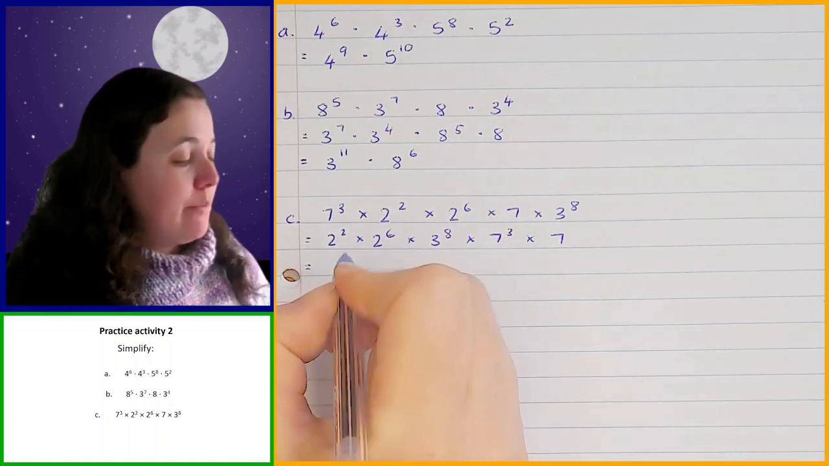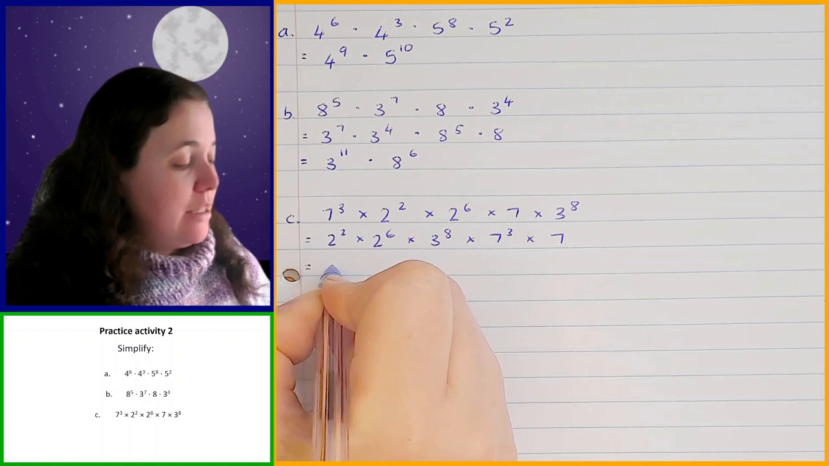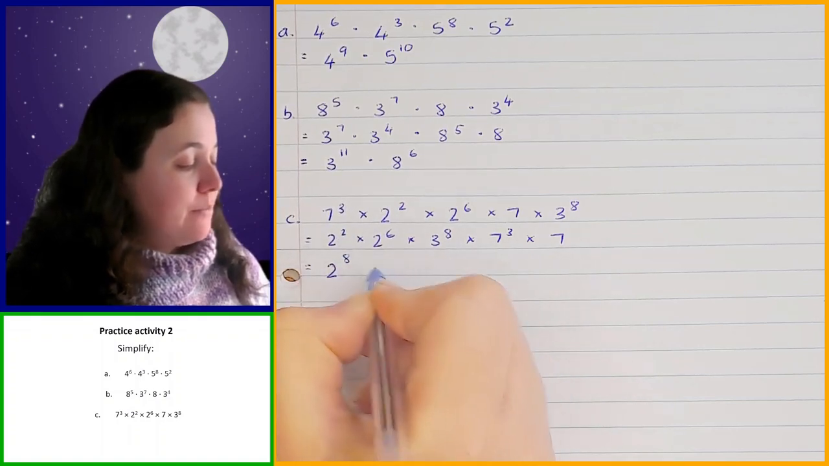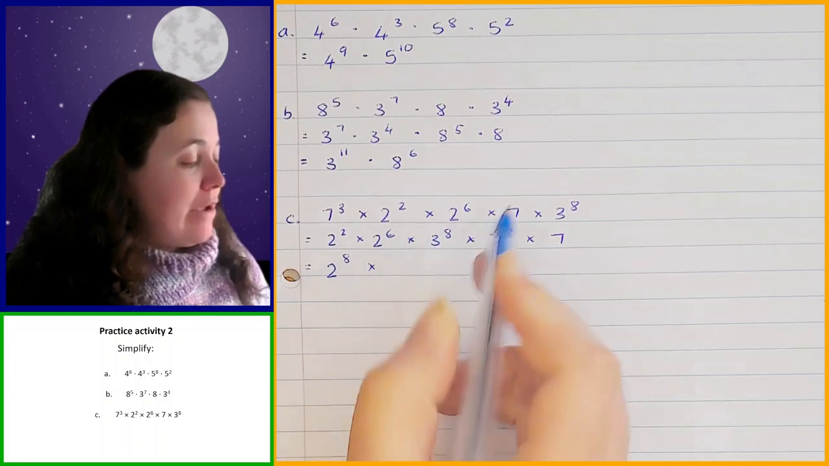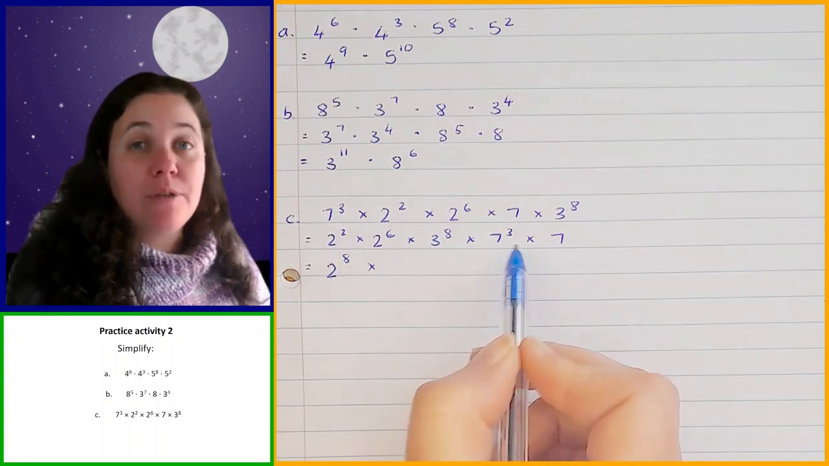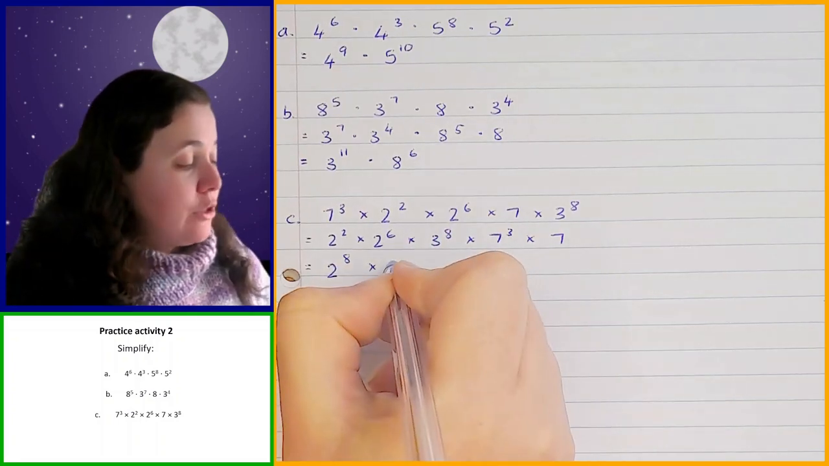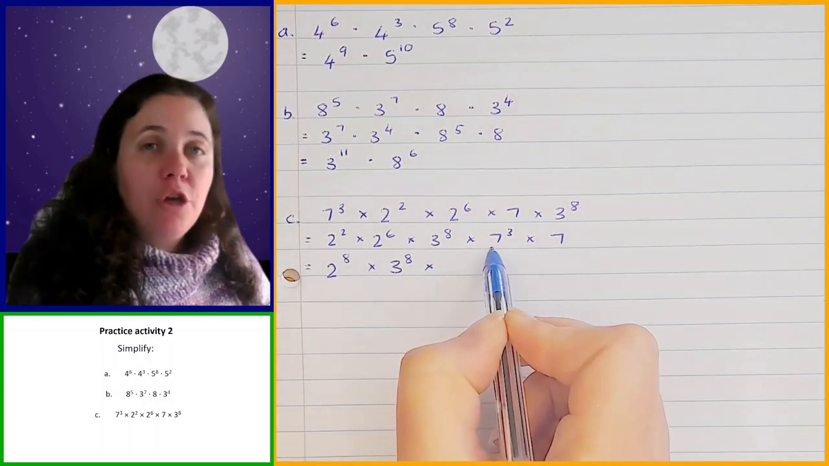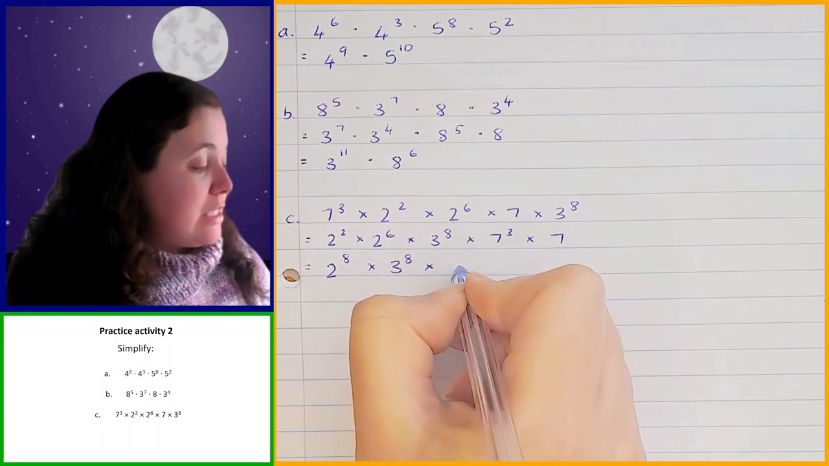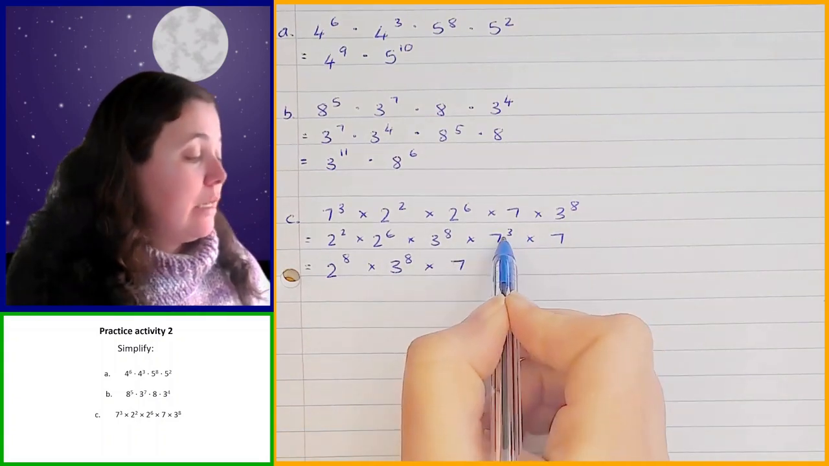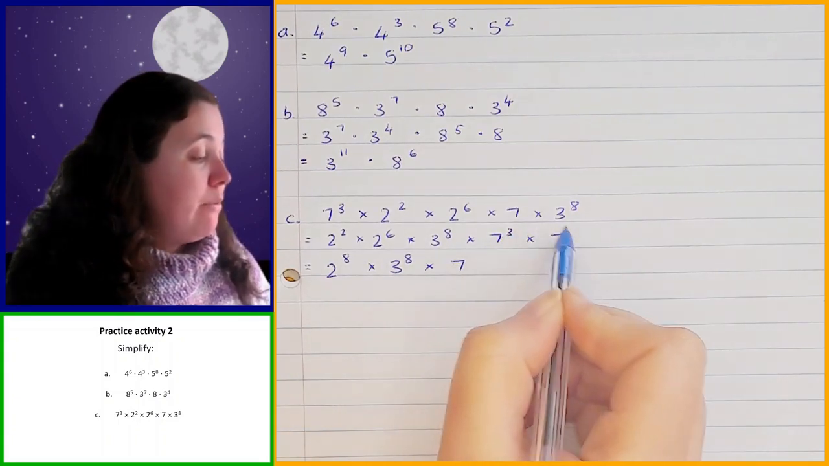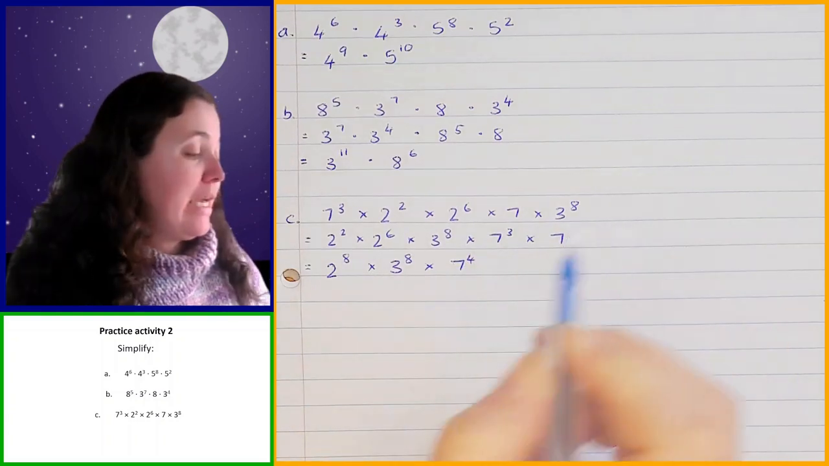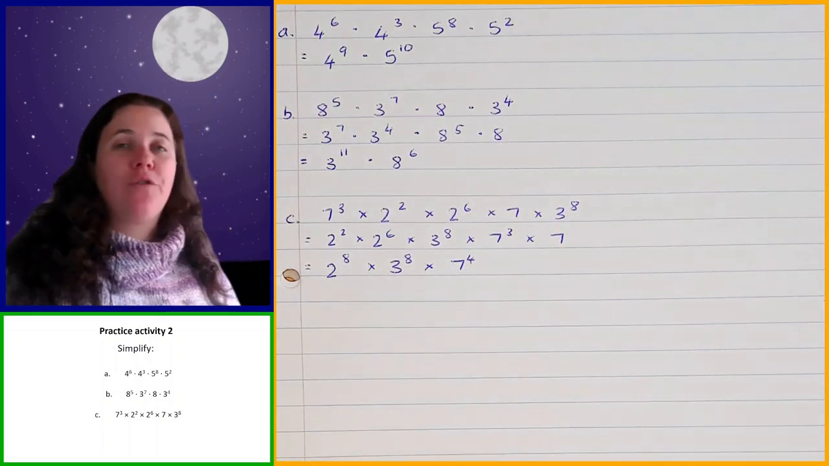Okay, so now I'm going to keep my base the same here when I multiply these together. So that's going to stay 2. And then I have 2 plus 6 is 8, times the 3 to the power of 8. There are no other powers that have the same base, so the 3 to the power of 8 isn't going to change. It's going to stay as it is, times the 7 cubed times 7. The 7 is going to stay 7, but I'm going to add the exponents. 3 plus 1 is 4. Please don't forget that there is an invisible 1 there that you have to add. Okay, so that's what you should have got for question C.